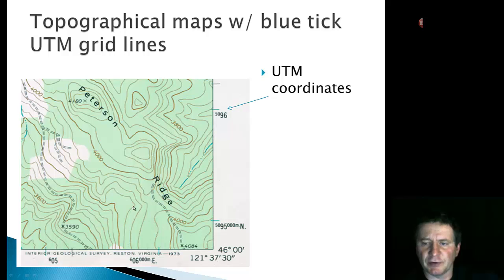So these UTM grid lines you'll see on topographical maps. Now this is probably an image that you're familiar with, perhaps have seen these before, but these indicators here on the sides of the maps will be the UTM coordinates.